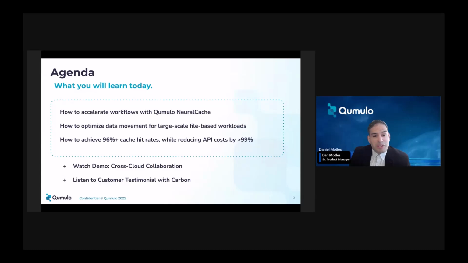So for today's agenda, we hope you'll come away understanding how you can accelerate neural workflows with Qumulo NeuralCache, how to optimize data movement for large-scale file-based workloads, and how NeuralCache is able to achieve 96% cache hit rates, as well as reducing your API charges to object storage by 99%. We're going to have a few demos to demonstrate it in action, as well as have Jeff come on and talk about his experience with NeuralCache.